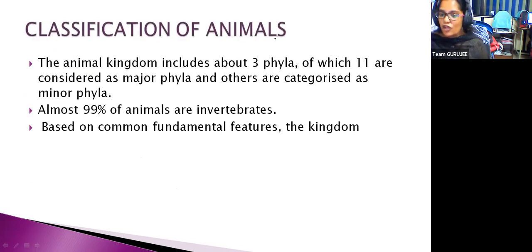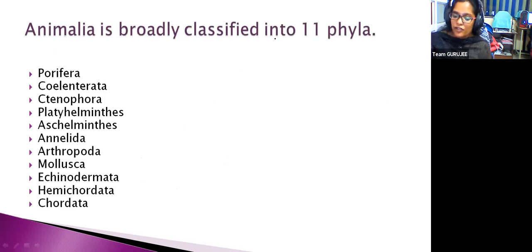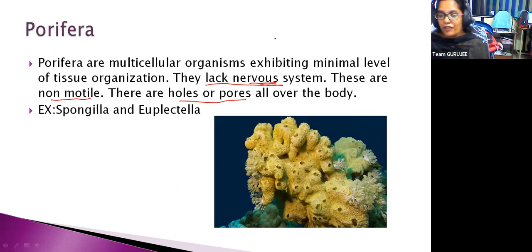In classification of animals, there are 11 phyla. Each phylum we have to see. Porifera, we have already seen. Porifera lack a nervous system. They have pores in them. See the picture. Example, sponges. These sponges have pores and holes in their body. They lack a nervous system.